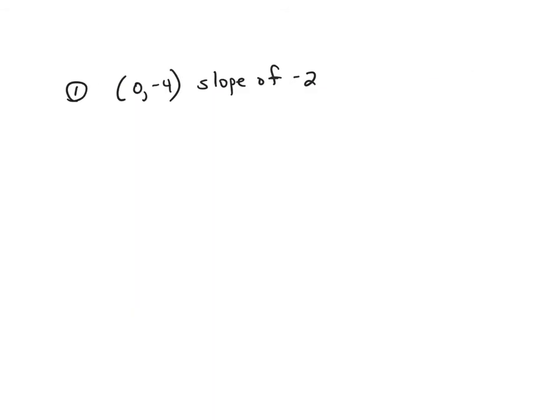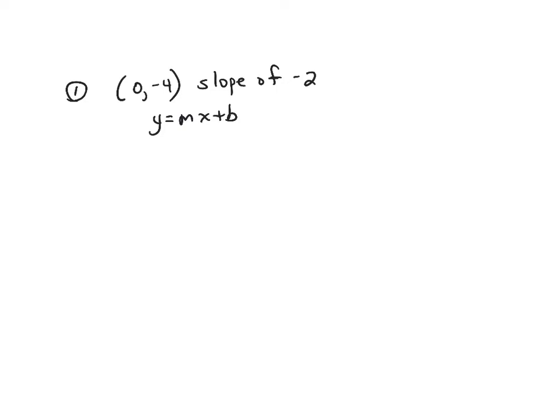Another idea talked about in this section is to find the equation of a line given the slope of the line and one point that it goes through. In order to do this, I am going to use the formula y equals mx plus b, which is the slope-intercept form of the equation. And all I'm going to do is plug in the information.